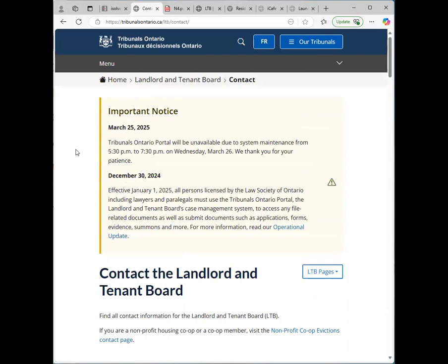But you can start by contacting Landlord Tenant Board or by dialing 211. Somebody somewhere will help guide you, get you started.